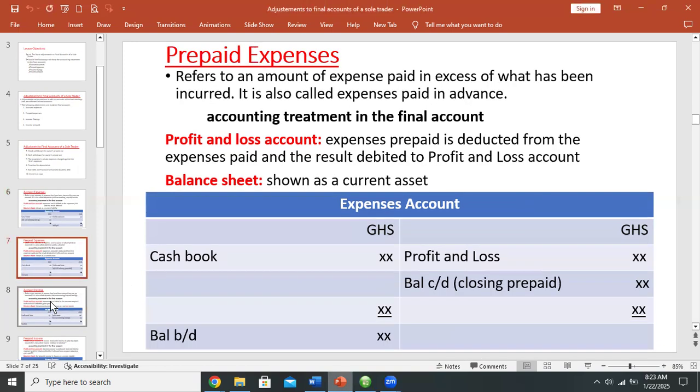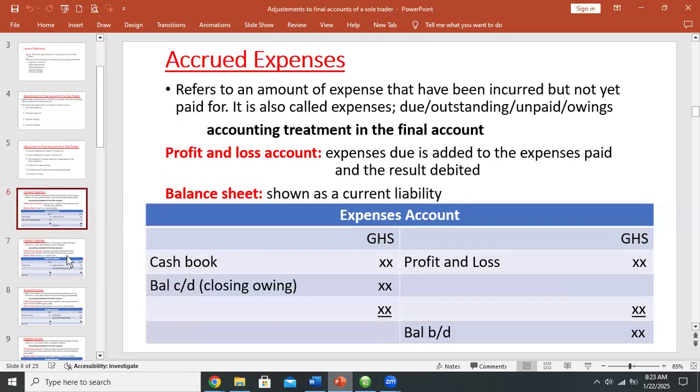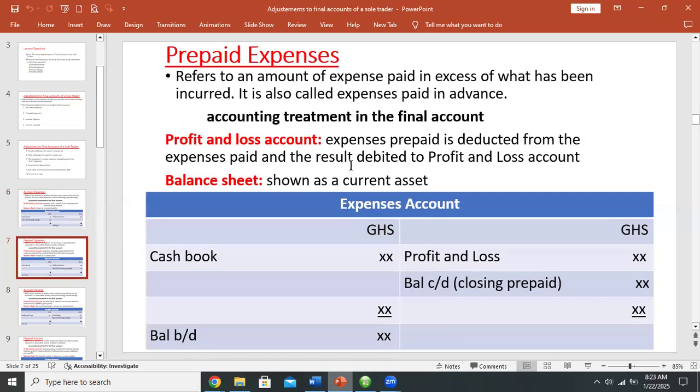The next adjustment is prepaid expense. Prepaid expense. And if you analyze, you can tell that this is the opposite of accrued expense. But let's read and see what it is also about. Prof. Dameki, if you are now available, please can you read it for us?